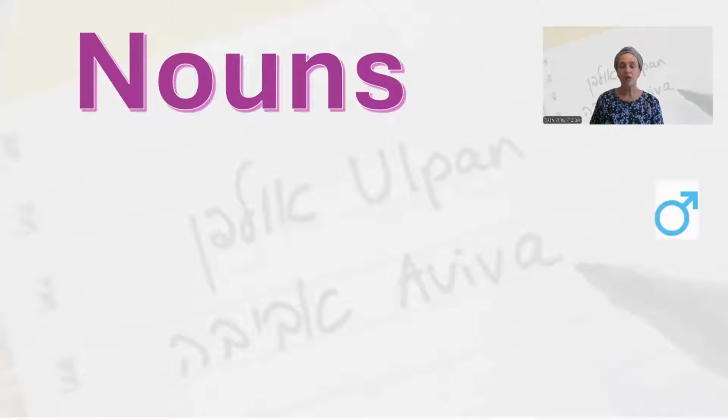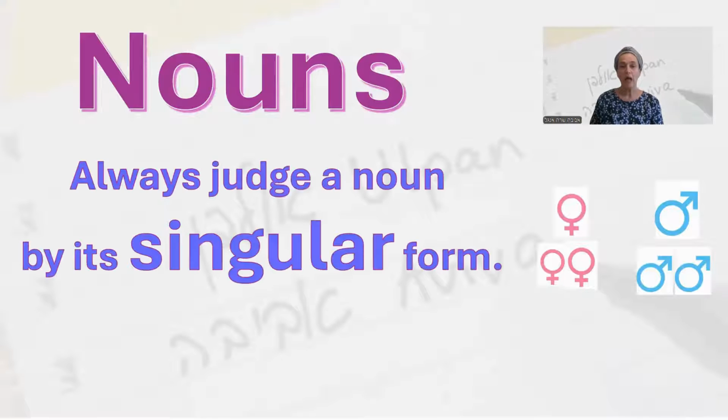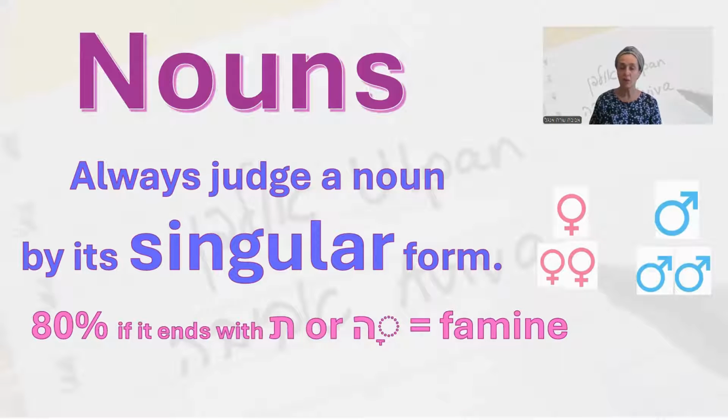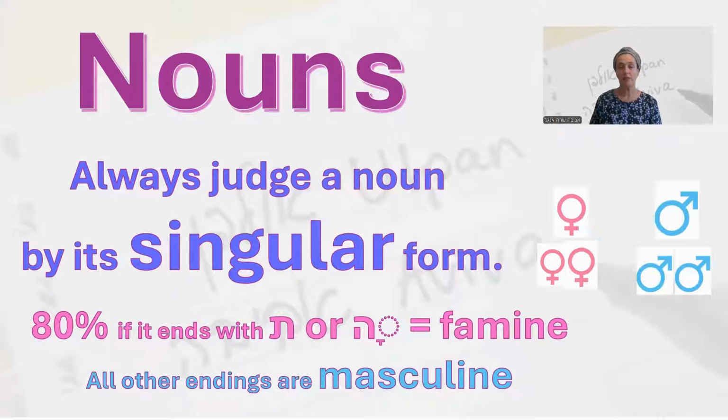Now, as we know, if a noun has a gender, it could be either masculine or feminine, or it could be masculine plural, or it could be feminine plural, right? How do I know if a noun is masculine or feminine? So the rule of thumb is always judge a noun by its singular form. You'll see shortly why. You decide its gender according to how it's said in singular. 80% of the time, not always, but 80% of the time, if it ends with a taf or with a kamatz hey, the ah sound, it is feminine. All other endings are masculine.